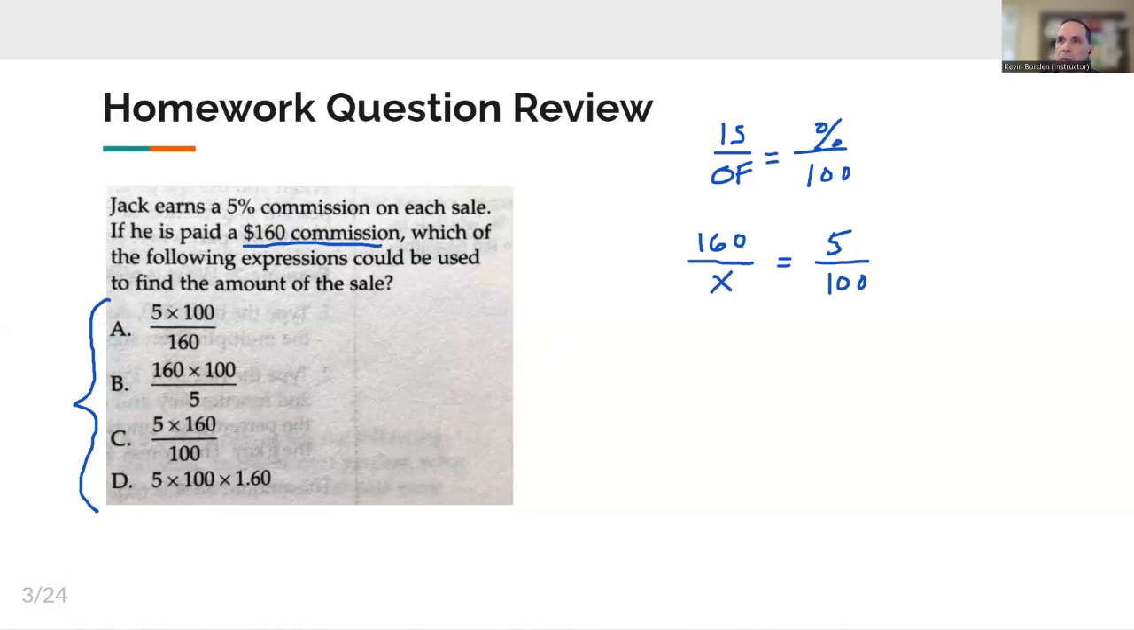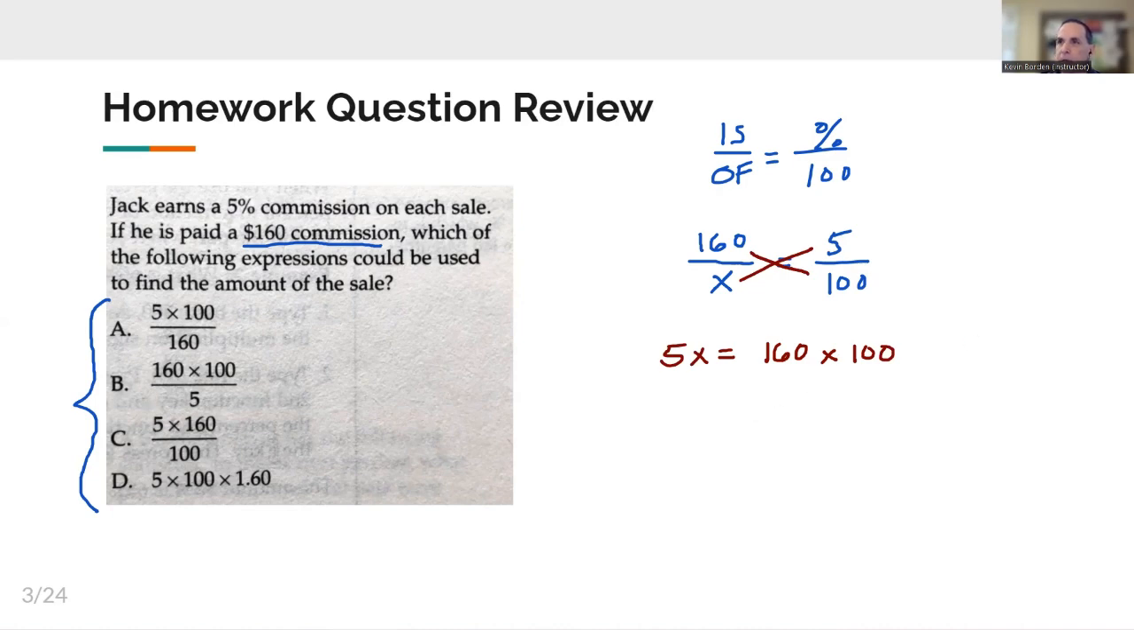And let's cross multiply. Just picking a different color here. We're going to cross multiply. We get 5X equals. And this time, because of the kind of answer that we want, I am not going to multiply those two. I'm simply going to show this as 160 times 100, because we can see that those are the form of the answers here. We do not want to simplify that.